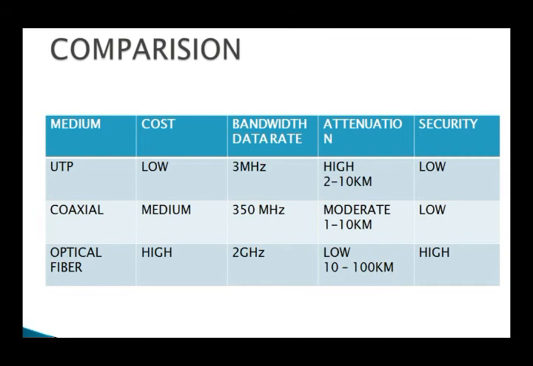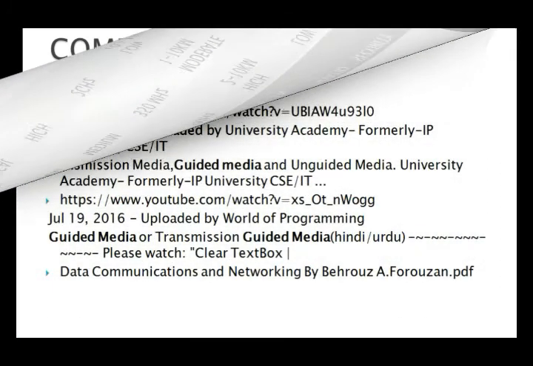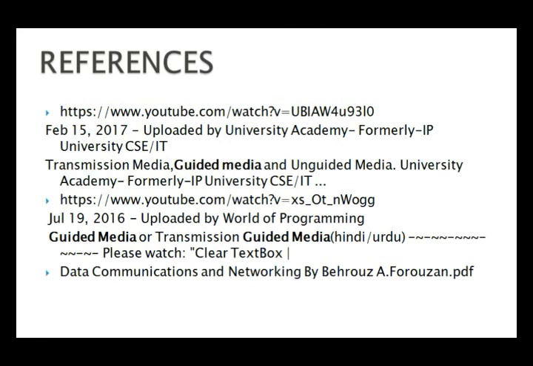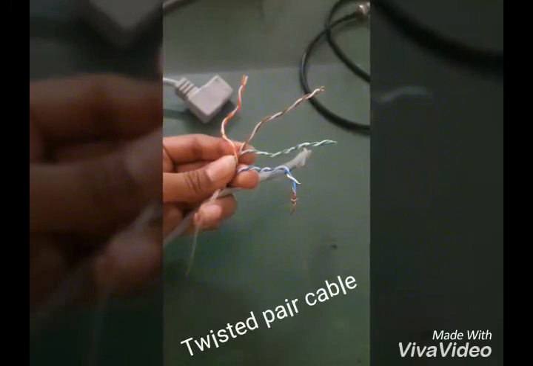If we see in optical fiber, the cost is very high, bandwidth data rate is very high, 2 GHz. Now, if we want to transfer data very fast, then optical fiber can be used. And security is also high of the optical fiber. And finally, I end up here with the references from which I got a beneficial help for making my presentation. Thank you.